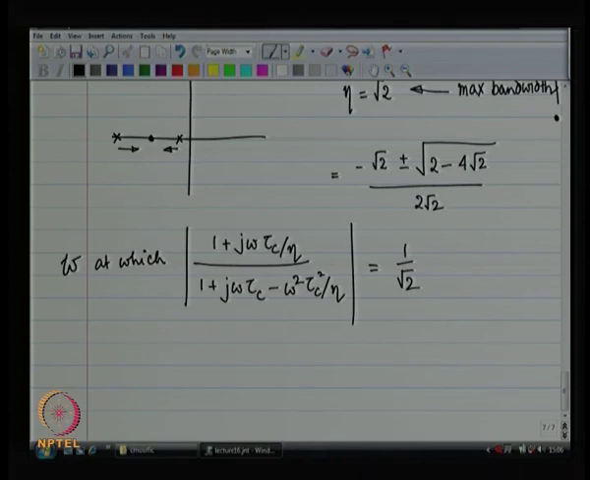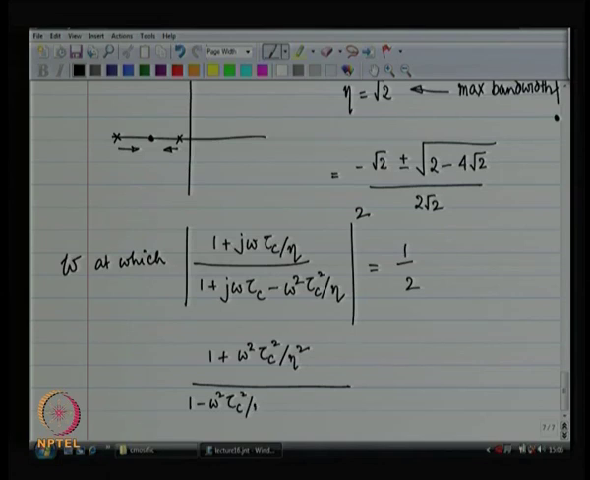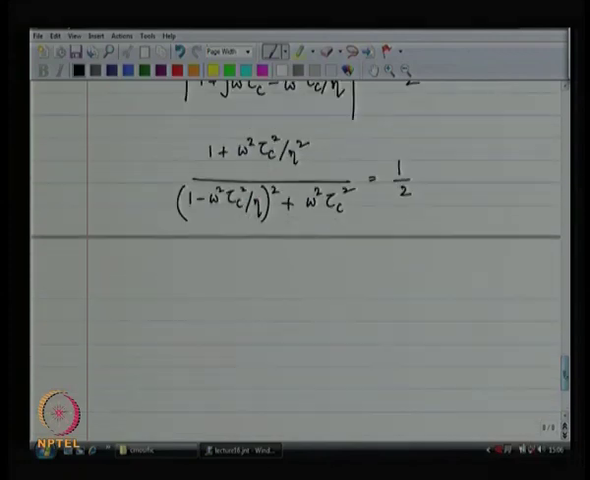Okay. Can we work this out? It is possible to work it out. Modulus of numerator divided by denominator is the modulus of numerator divided by modulus of denominator. Modulus of the numerator is 1 plus omega squared tau c squared by eta squared. Okay. This is modulus squared, and modulus of the denominator is 1 minus omega squared tau c squared by eta the whole squared plus omega squared tau c squared, and I am saying that this has got to be equal to half to figure out what my bandwidth is.